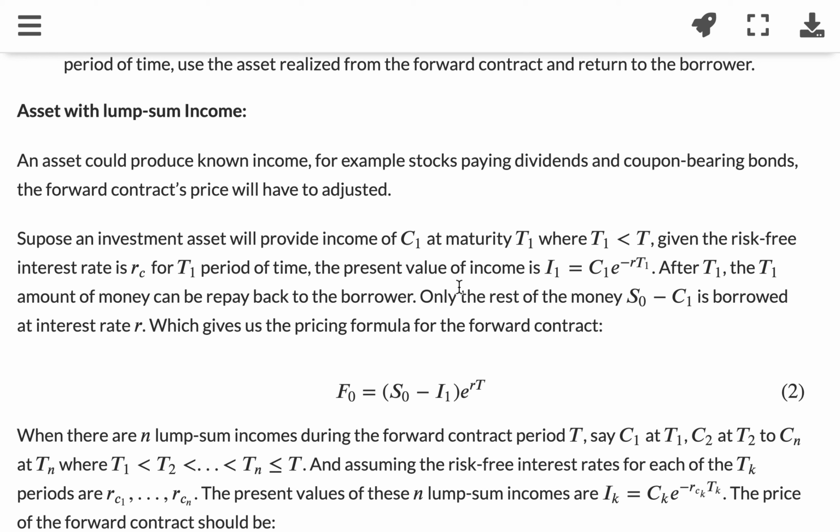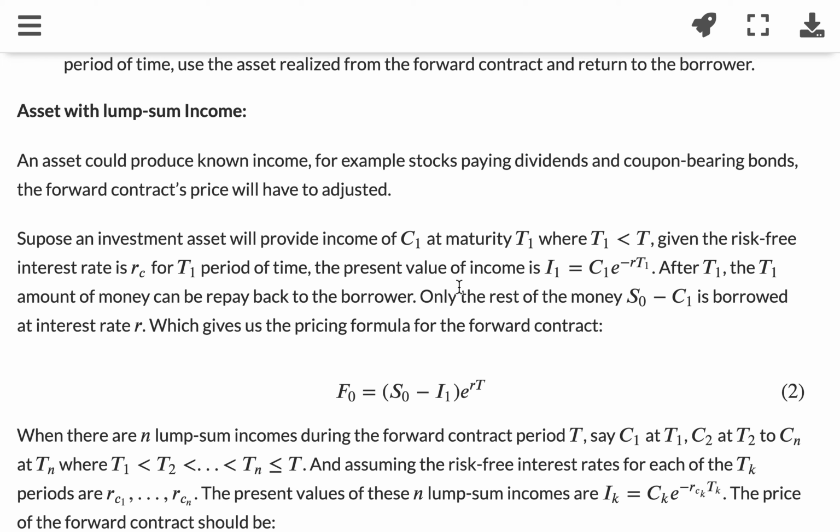So let's say an asset that could produce income, for example, a stock that could produce dividends, or a bond that could give coupons. Those are examples of investment assets. So suppose this is an investment asset that will provide an income of C1 at maturity T1.